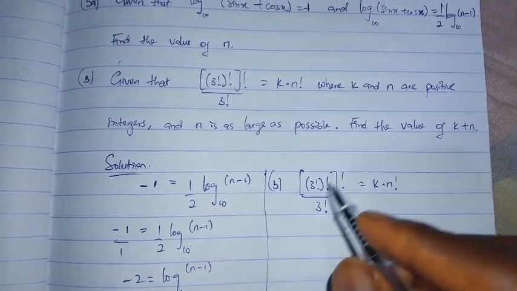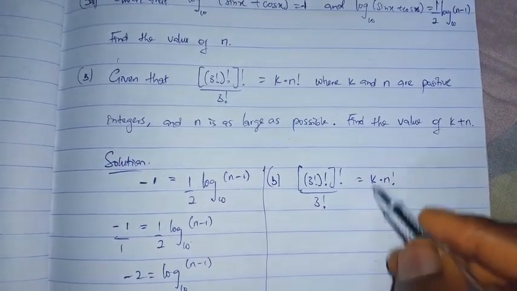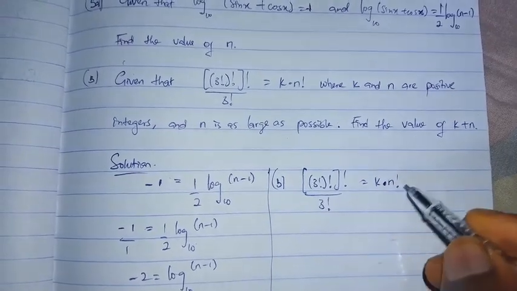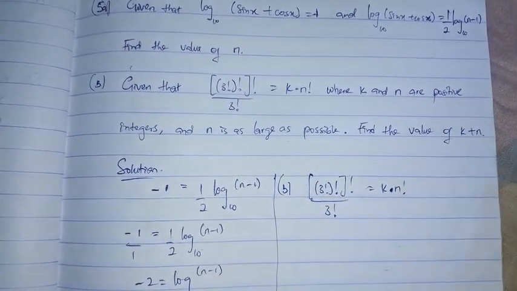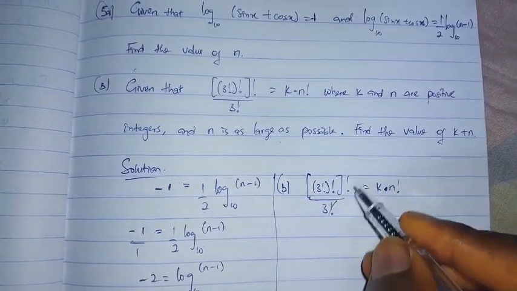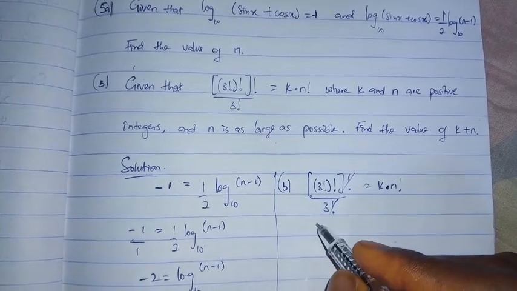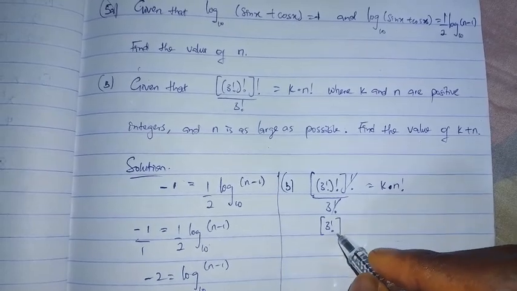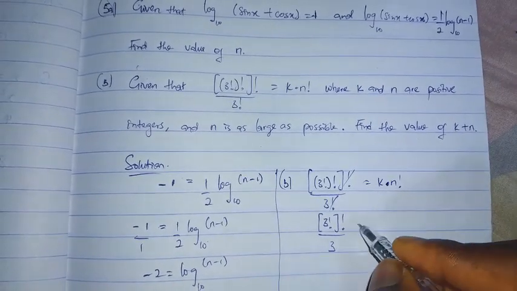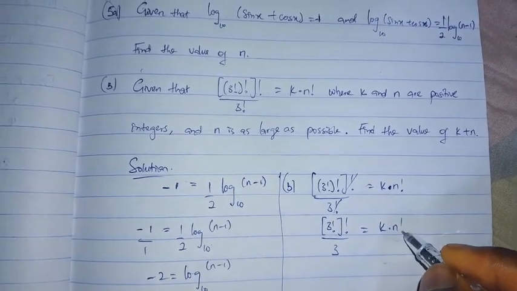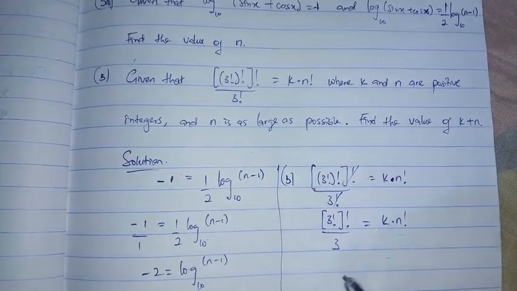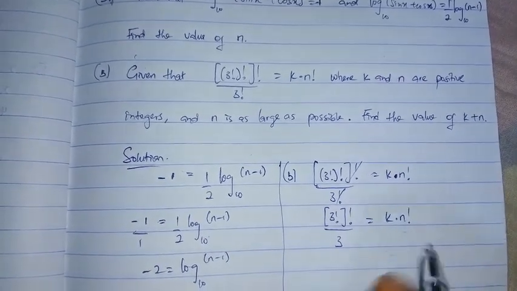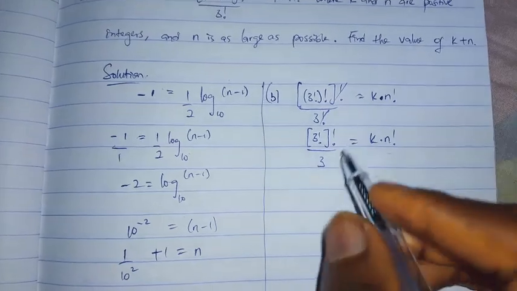From here, I should express this in the form k times n factorial. Something will be equal to k, something will be equal to n factorial. Let me cancel this out, leaving me with (3 factorial) factorial over 3 equals k times n factorial. From here, I can say this is the same thing as follows.